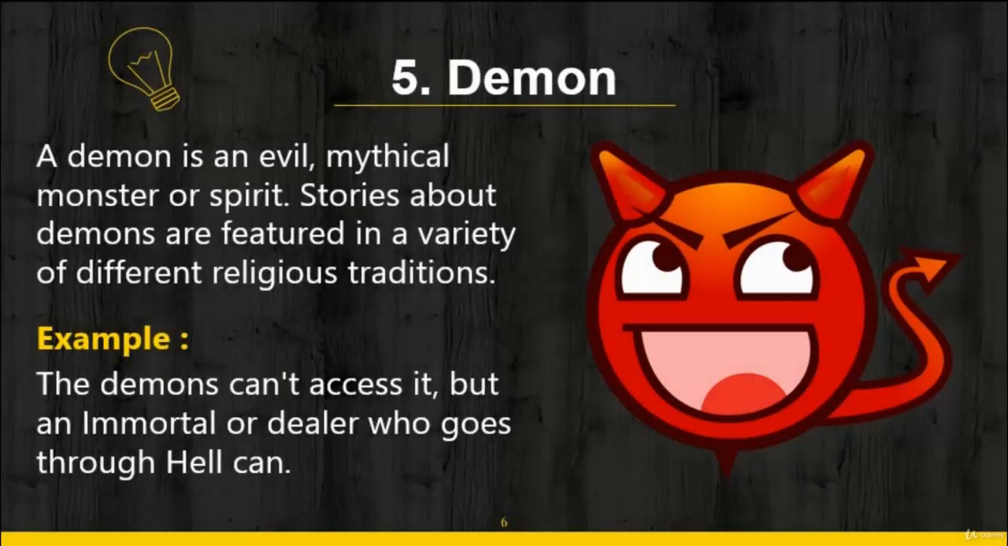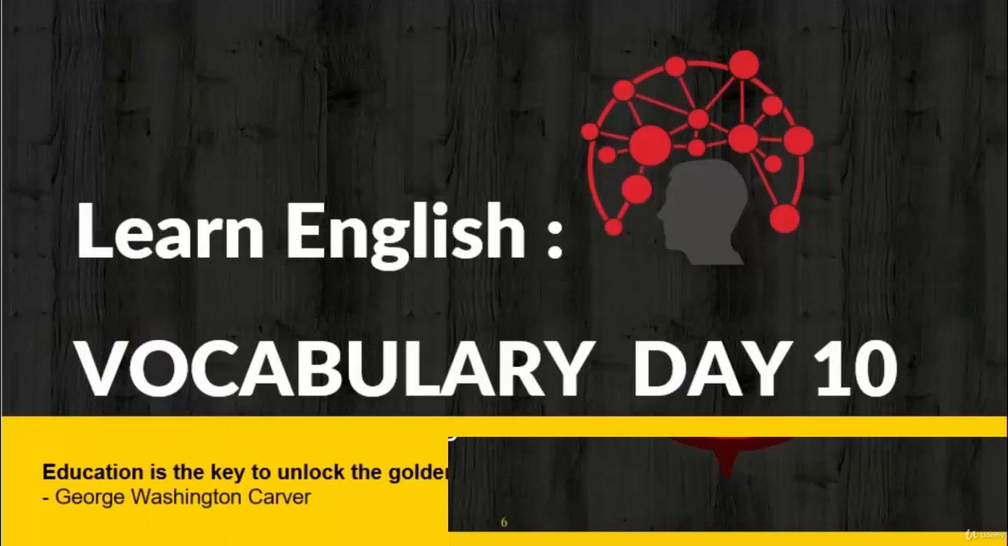Demon. A demon is an evil, mythical monster or spirit. Stories about demons are featured in a variety of different regions and religious traditions. The demons can't access it, but an immortal dealer or a dealer who goes through hell can.